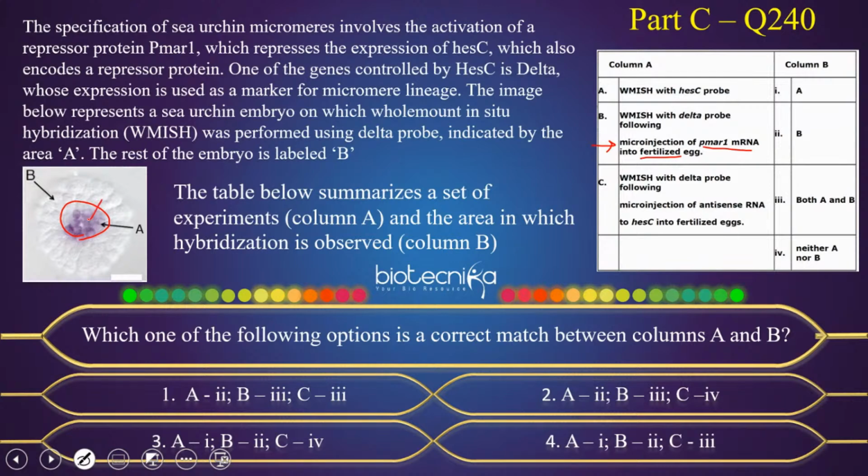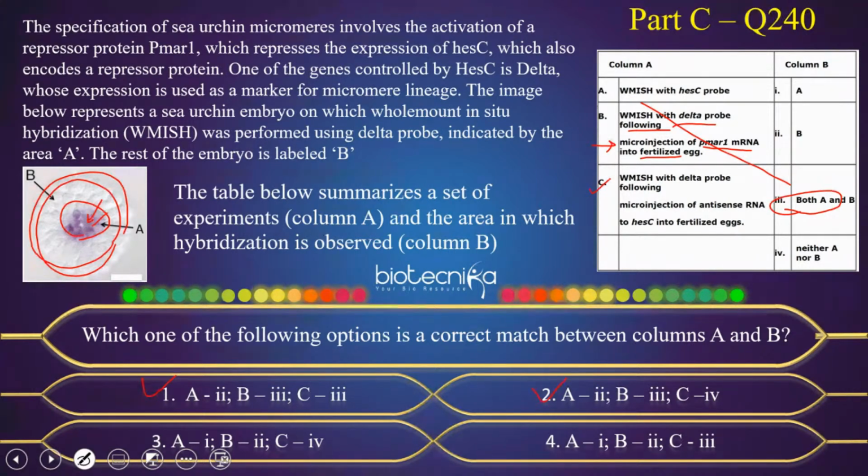So it will be present everywhere. Initially it was supposed to be present only here, because of which you got delta here. But now it is present everywhere, so everywhere you will get delta. Everywhere it will be colored because you are doing with delta probe. So both A and B. B will be 3. Okay, so B is 3. That means again you have the same answer. So this was a really difficult question because even after solving 2, you could not get the answer.